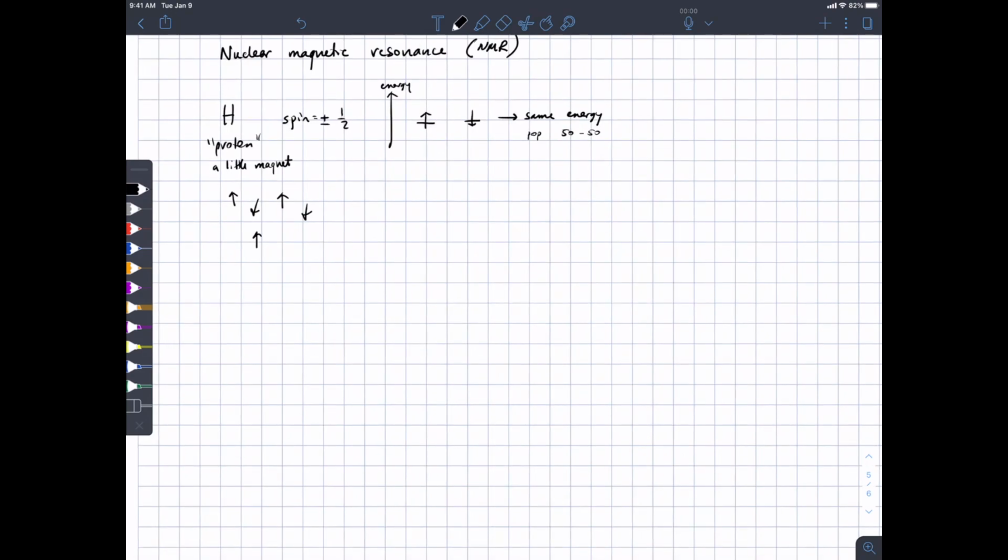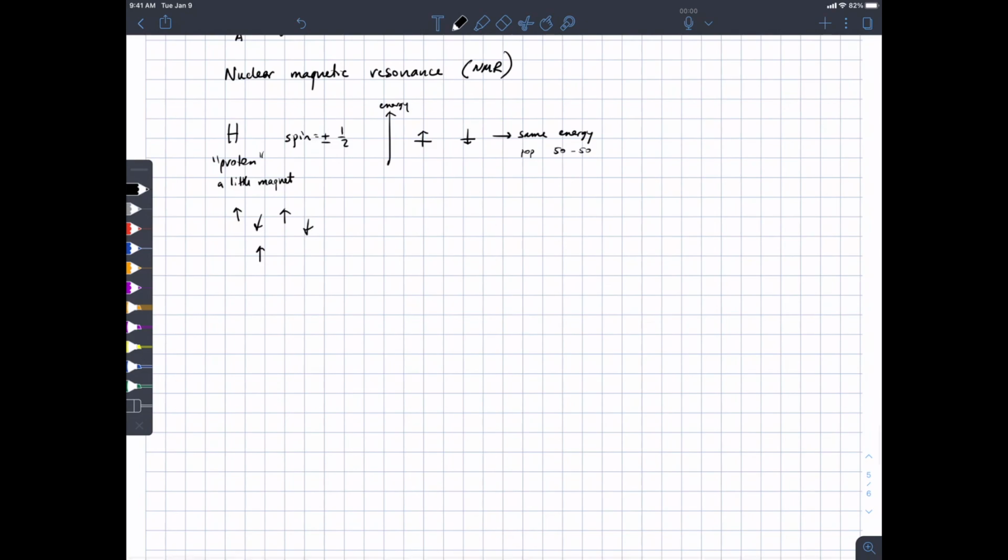But if you put these protons in the presence of an external magnetic field, then you create an energy difference for being aligned with or against the external magnetic field. And that's all we have time for today, and we'll explain next time how that helps us know about the connectivity of a molecule.